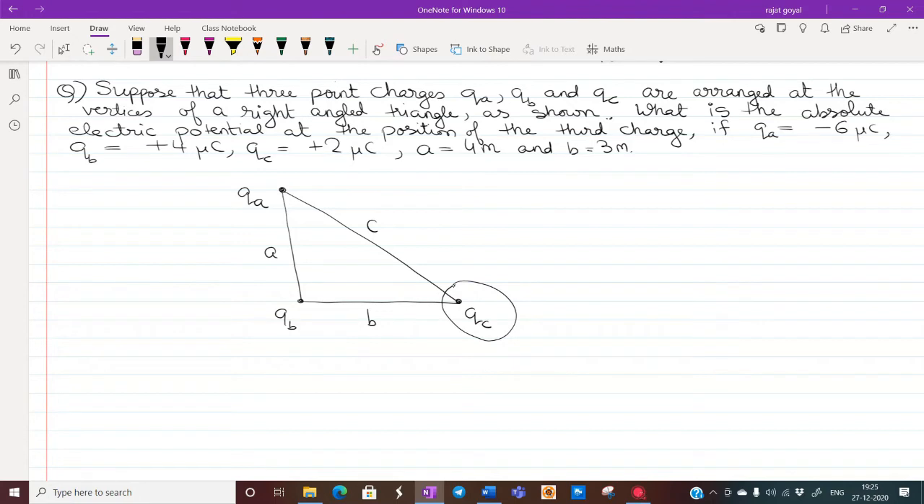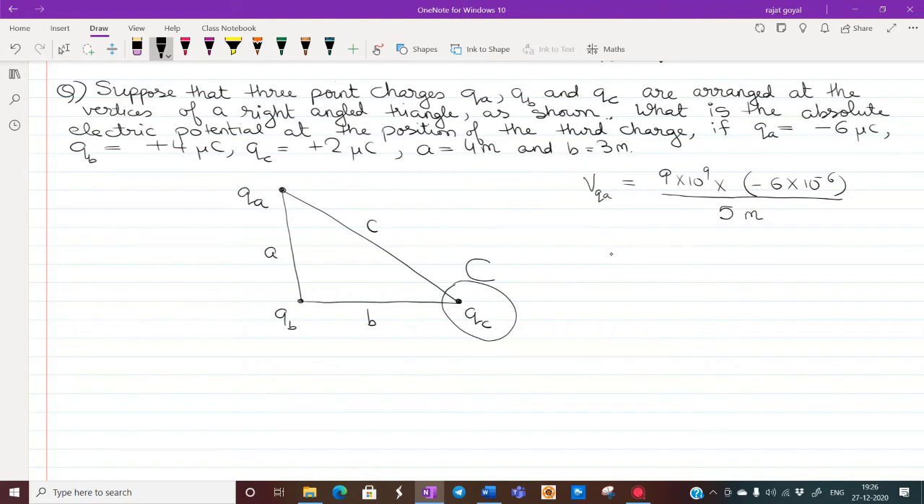So at the position of the third charge, the electric potential will only be due to the other two charges, which means that the potential at this point C will be only due to QA and QB. So the potential due to QA can be written as K, then the value of QA is minus 6 into 10 to the power minus 6, because it was minus 6 microcoulomb, divided by the distance C, which in this case will be 5 meters.